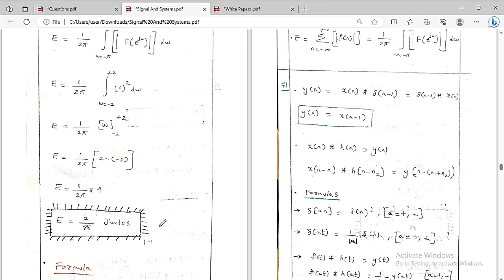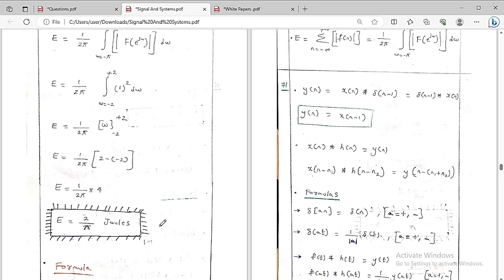First we learned about the continuous time case. With the help of the continuous time case, we were given the expression, and by converting from the continuous time case to the discrete time case, we got a Fourier transform for the given signal. With the help of the expression of the energy in the discrete time case, we solved this question. Doing it directly in the discrete time case may be very hard, and that is the reason we used the discrete time Fourier transform to solve this question. So 2 by pi joules is the correct solution of this question.